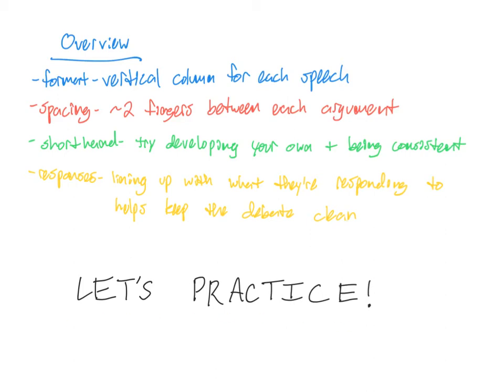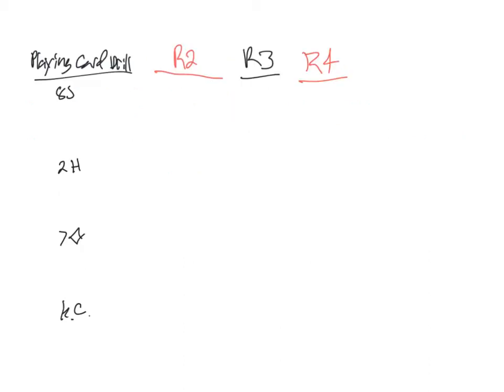Let's practice. On the next slide, we're going to do a flowing practice drill that's going to help us practice getting our flow set up, even if there aren't necessarily specific arguments that we're making at this point. So let's give that a shot. So for our first practice here, we're going to do what's called the playing card drill, which is a way that we practice flowing using playing cards, as you could probably guess.